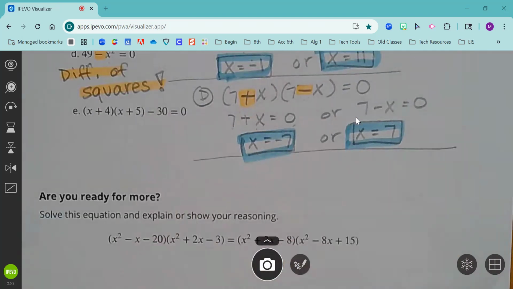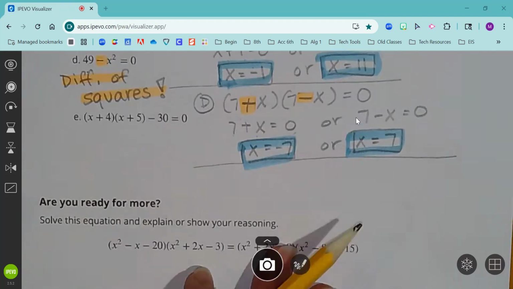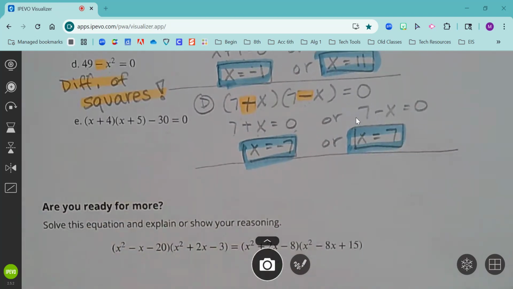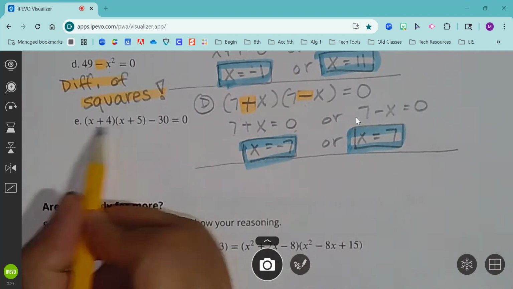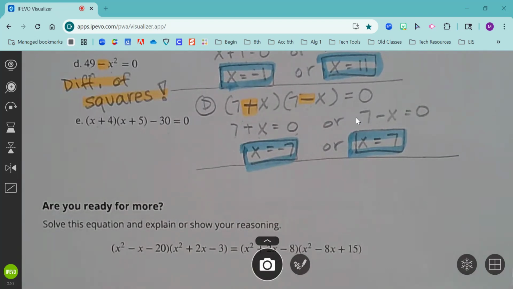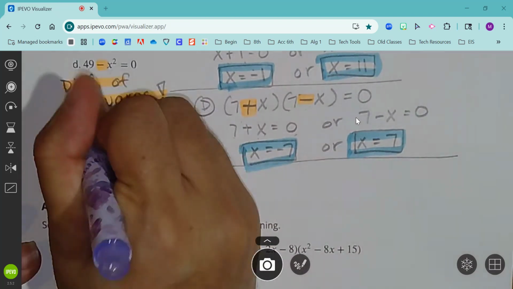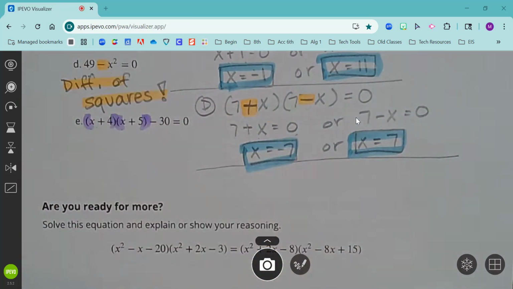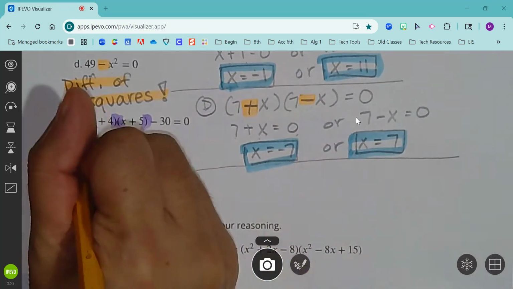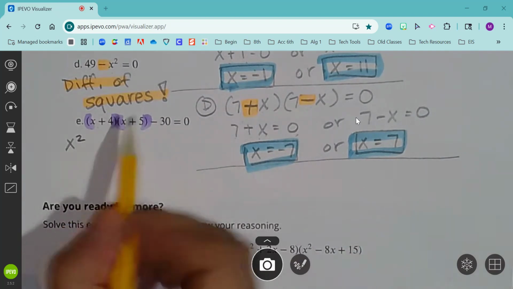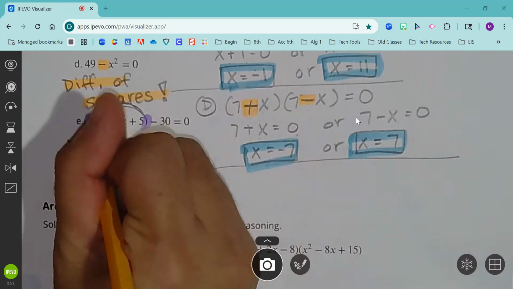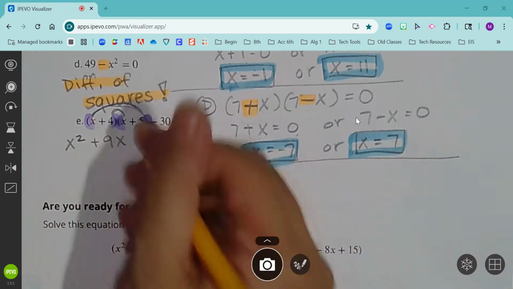And then last one. Notice that this is not in factored form because we have a -30. So what you're going to have to do is multiply these out. You're really going to actually have to multiply that expression in the middle out. So if I do that, not factored, distributed out: x squared, right? And then I have 4x, and then I'm going to have 5x. So that's going to get me 9x. And then 4 times 5 is that 20.